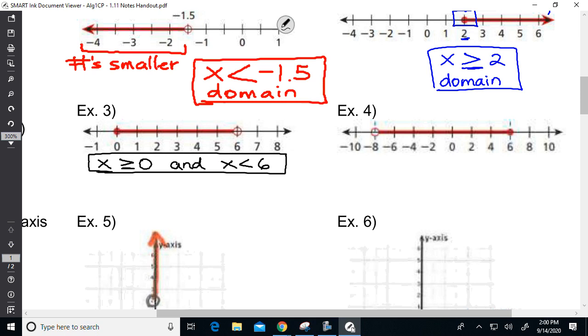Why do I have two answers? Because I have dots on two numbers. So I have to account for them both.